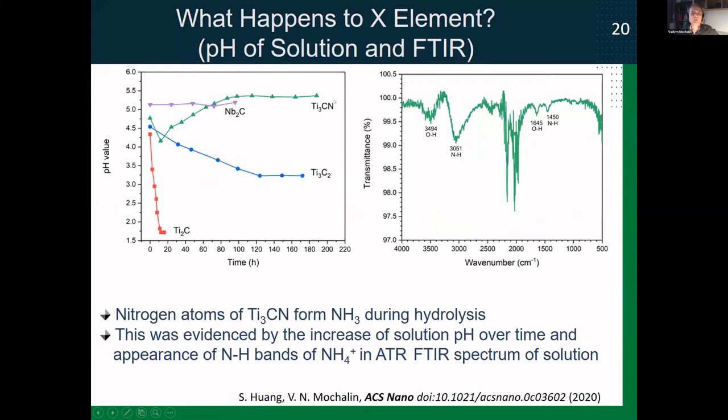Now, what happens when we have nitrogen in the structure of MXene? We studied titanium carbonitride, and by measuring solution pH and also recording the IR spectrum of the solution, we discovered that what we have there is ammonium. We form NH3, which dissolves in water. That leads to an increase of pH over time. And this is the only MXene, you see it contains nitrogen, which shows this trend of increasing pH over time, because all other MXenes show a decrease of pH. And then we also confirmed it by IR spectroscopy, because we see NH vibration bands here. So when you have nitrogen in the MXene structure, it will probably form ammonia.